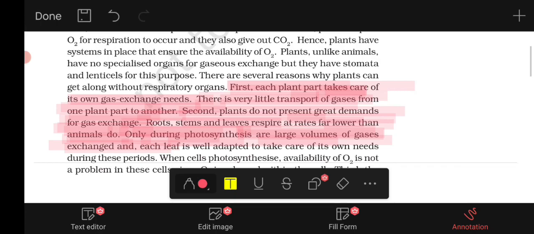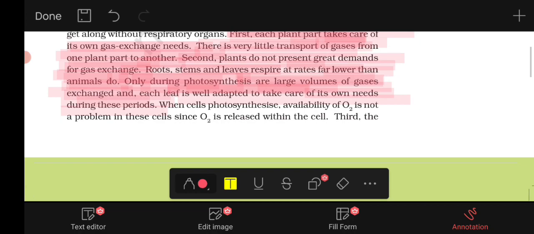So we have already discussed that each part can take care of its own gaseous exchange needs, and there is very little transport of gases in plants. The second reason is they don't present great demand for respiration. Only during photosynthesis do they require such large volumes of gases, and the leaf is well adapted to take care of its own needs during these periods. When cells photosynthesize, availability of O2 is not a problem in these cells since O2 is released within the cells. So this is one more reason for this.